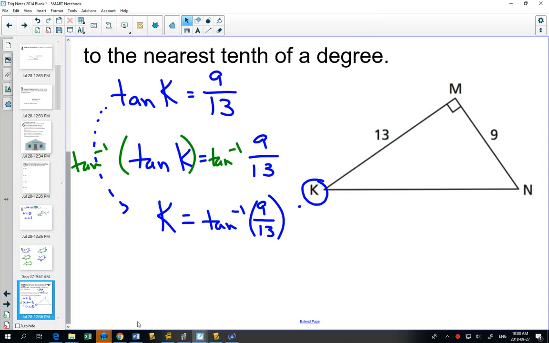Does it say how much, nearest tenth? So we would round this to 34.7 degrees. We have to include our units. The degree unit is tiny and small and just a little circle above the 7. And it's easy to forget, but it needs to be there so that we show that our answer is in degrees.